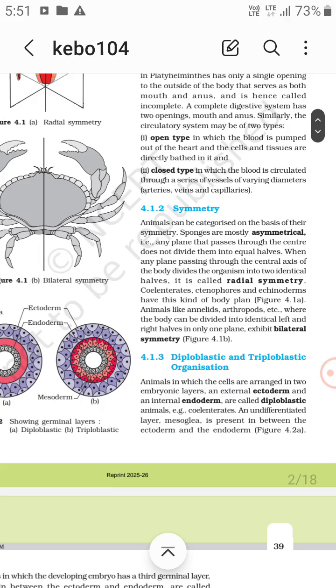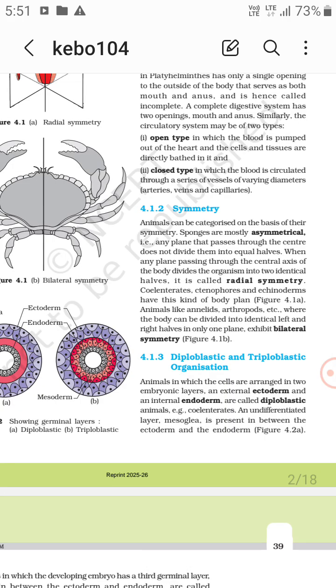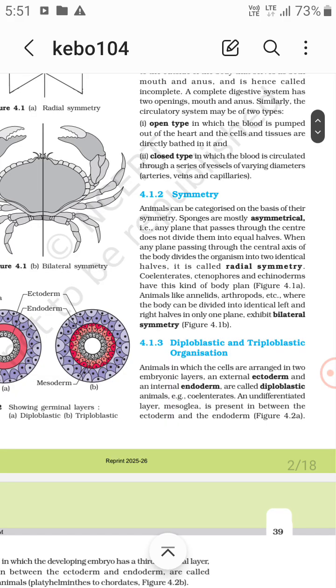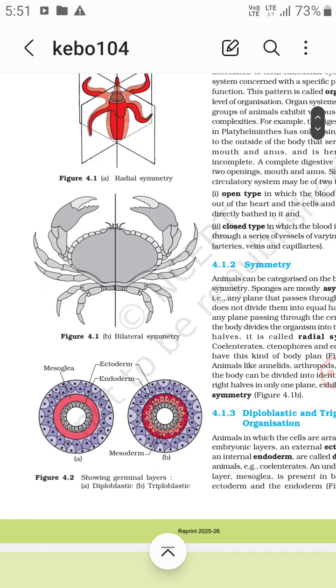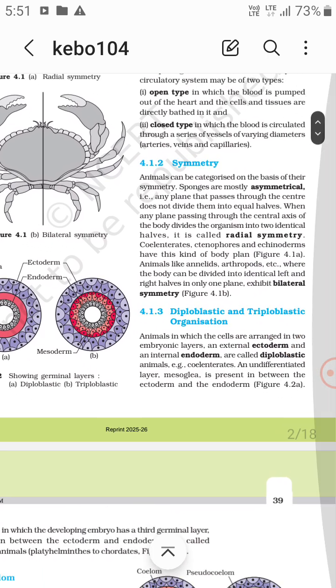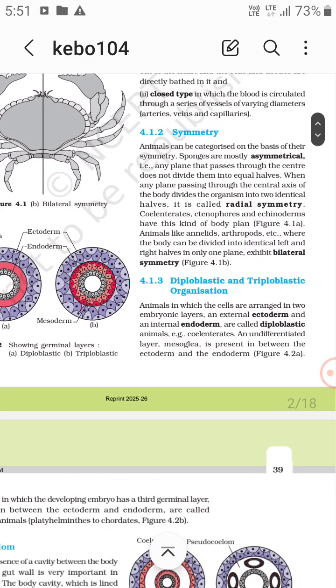Cnidarians, ctenophores and echinoderms are examples of radial symmetry. Annelids and others are examples where the body can be divided into identical left and right halves in only one plane. They exhibit bilateral symmetry. First one is radial symmetry, second one is bilateral symmetry. Then, triploblastic and diploblastic organizations.